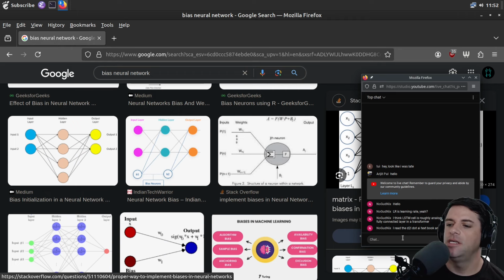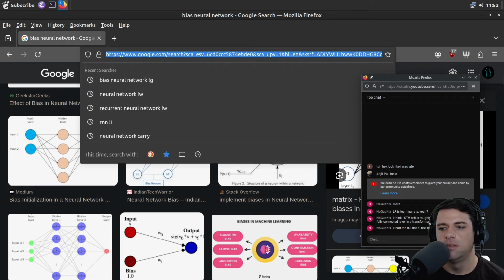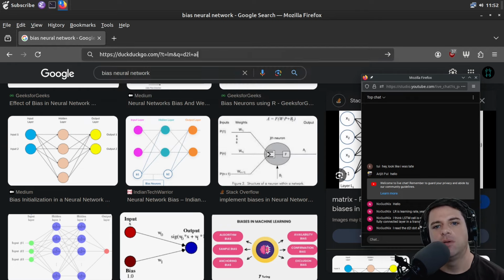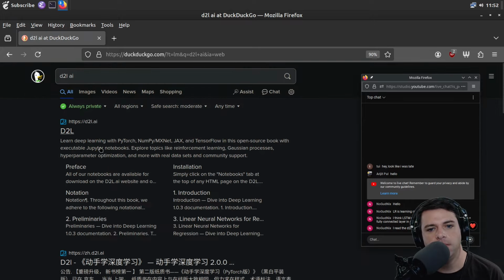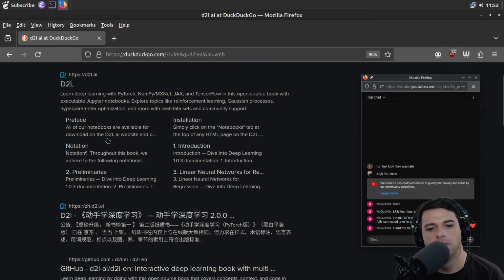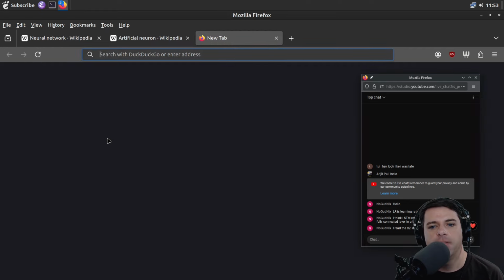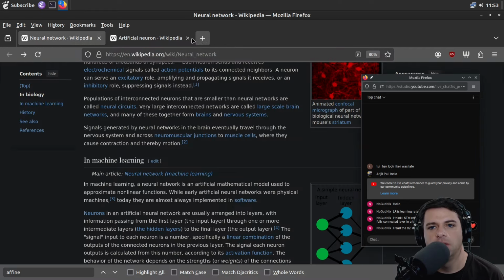I read the D2L.ai textbook, and it really helped me a ton. I don't know what D2L is. D2L. Cool. I mean, at some point I will read some of these books, and I'll read some of the papers. I just haven't done it yet.